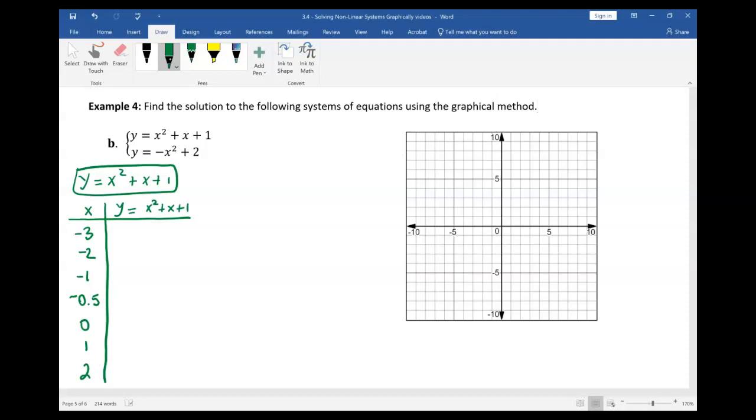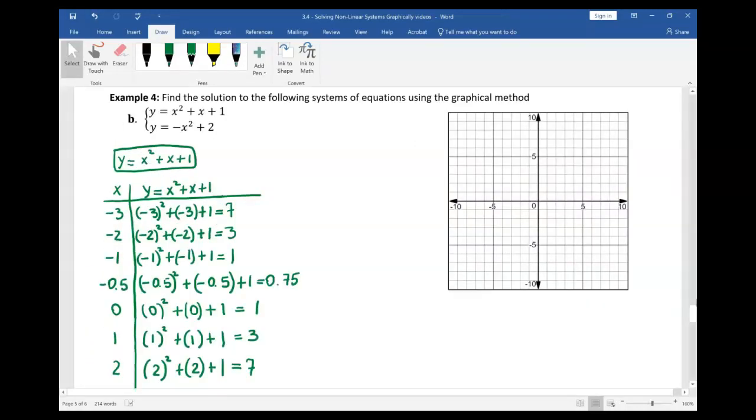When x is -3, let's calculate y. When I have -3 squared plus -3 plus 1. -3 squared is 9, plus -3, it's -3. So 9 minus 3, 6 plus 1 equals 7. And I'm going to do the same for all the other values. I already calculated the y values for each of the x values.